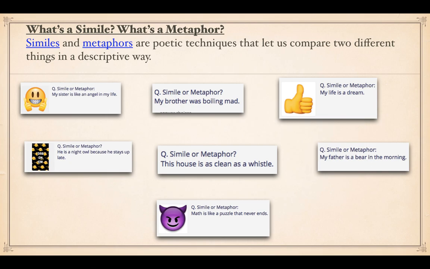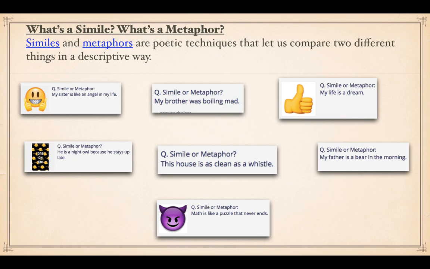Well, there's no like or as in this sentence, so therefore it must be a metaphor. So you're comparing the brother to a boiling mad person. So boiling is very, very hot, which goes with anger. So that's definitely a metaphor. Number 3, my life is a dream. Well, there's no like or as in this sentence, so it must be a metaphor. Number 4, he is a night owl because he stays up late. Well, once again, there's no like or as in this sentence, so therefore it's a metaphor.